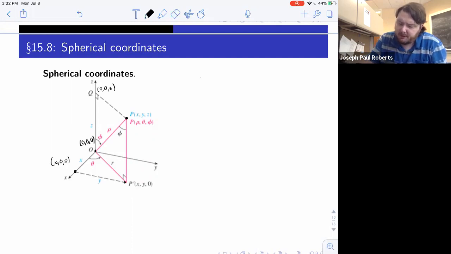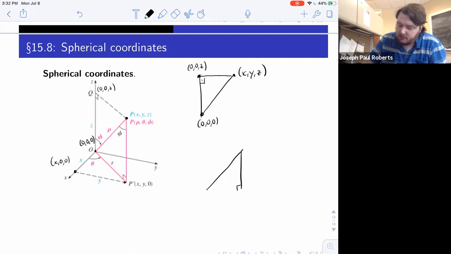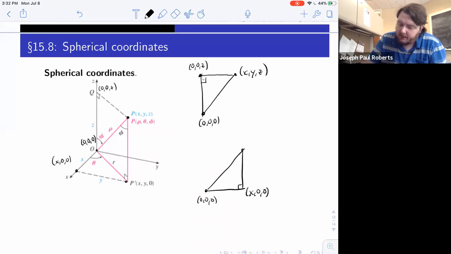But let's draw these over here. My one triangle is (0, 0, z), (0, 0, 0), (x, y, z). And then our other triangle is (0, 0, 0), (x, 0, 0), (x, y, 0).